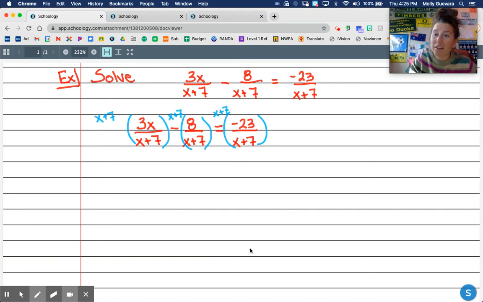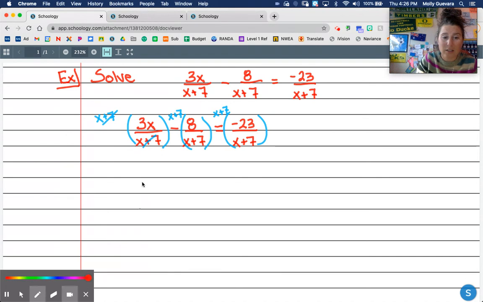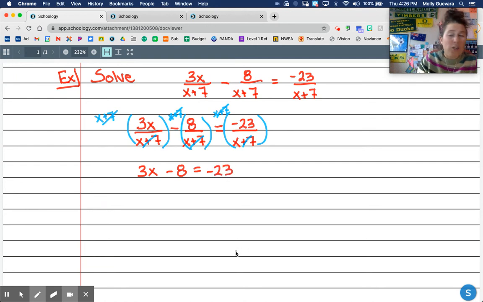I like to write it on the left because then it doesn't look like an exponent on the right. So if I have an x plus 7 on top and an x plus 7 on bottom, those cancel, and I'm just left with 3x. If I have an x plus 7 on top and bottom, they cancel, so I'm left with minus 8 equals, and then these cancel, and I'm left with negative 23. So in this case, I only had to multiply once because all of my denominators were the same.